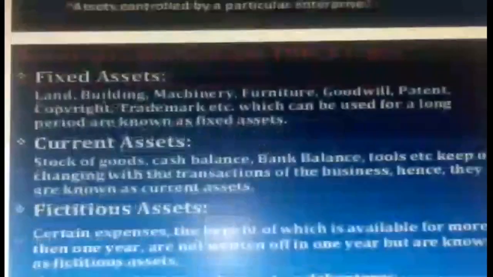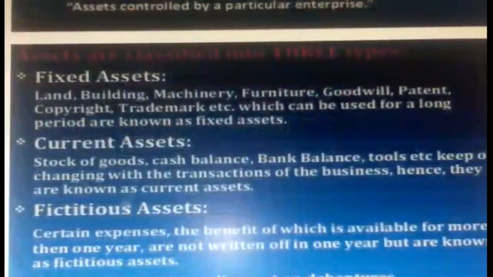Assets may be classified into fixed assets, current assets, or fictitious assets. What are fixed assets? You know very well: land, building, machinery, furniture, goodwill, patents. What is the meaning of goodwill here? That comes under intangible assets. Current assets are the day-to-day stock of goods, cash balance, bank balance, tools. These come under current assets. Within the year, you can easily convert them into cash.